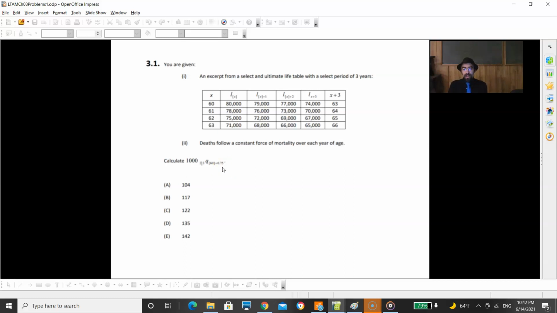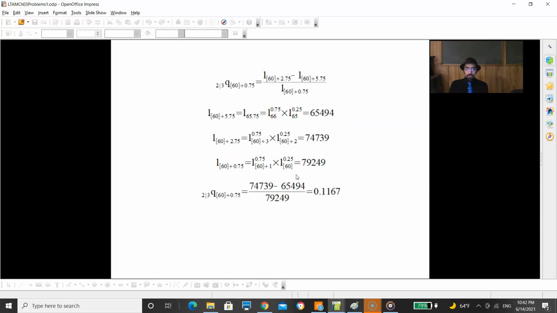And thinking about the person dying between age 62.75 and 65.75. Notice that for age 60.75 and 62.75, we have to think about the fact that this person was selected at age 60. For 65.75, we don't. We can just use the ultimate figures. And so that's what we do.